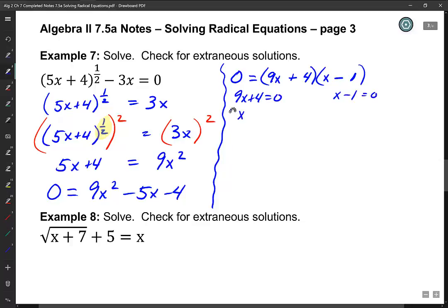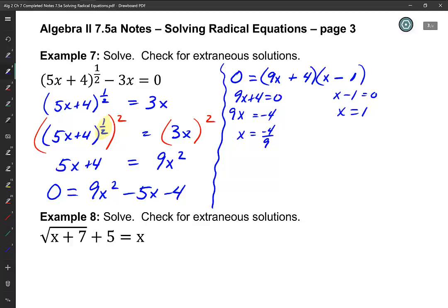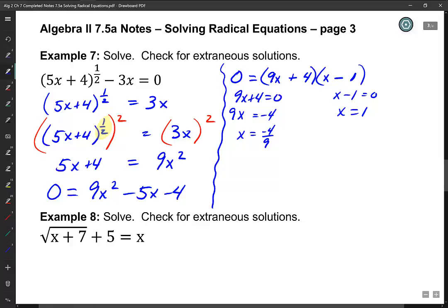On this side, that means 9x equals negative 4, and x equals negative 4/9. And on our right side, we're going to have x equals 1. Here's the first time we have 2 answers that we're going to be working out. And so we're going to have to plug in both of these answers to see what we get. On the left side, we've got that negative 4/9. We're going to plug that in, and let's do that very quickly.